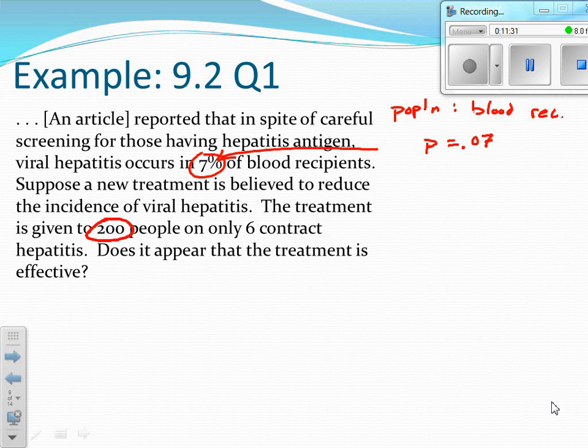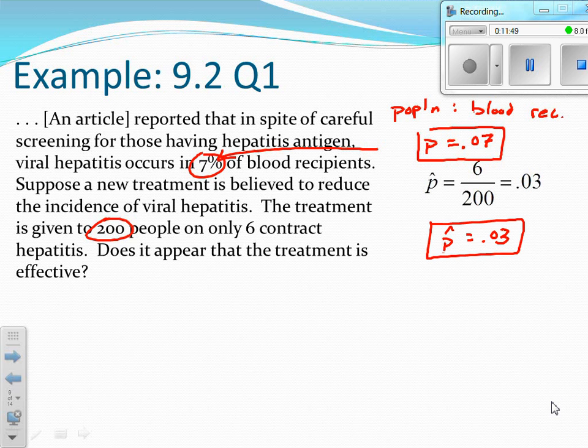So we have this new treatment that is believed to reduce the incidence of hepatitis. It's given to 200 people, so here's our sample. And then only 6 contract hepatitis. So now all of a sudden we've got our P hat is 6 out of 200, or 0.03. So we got what the proportion should be and what our new proportion is. So we have to start thinking about this, right? All of a sudden we realize it's 4% lower, right? Which, again, is that a big enough deal that we would think, okay, this is a good treatment. We better change the way that we're doing all of this.